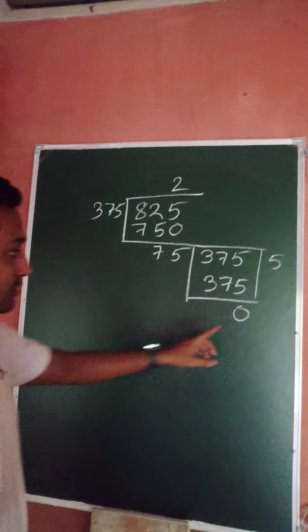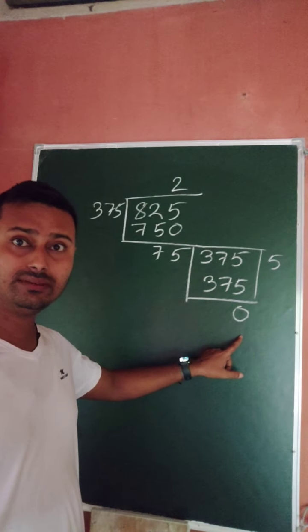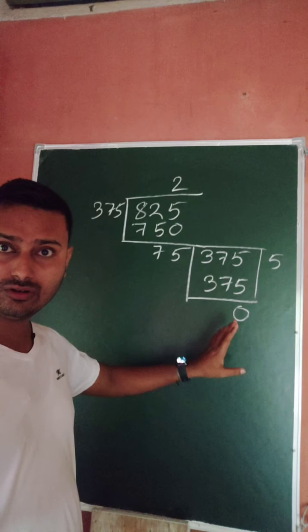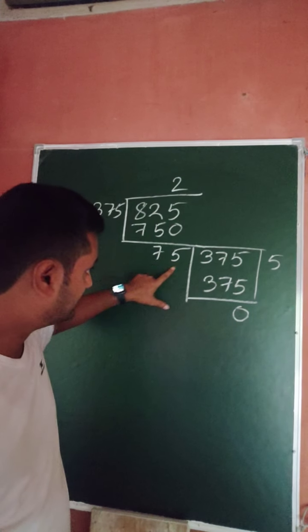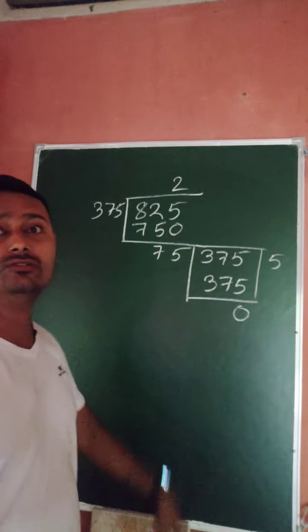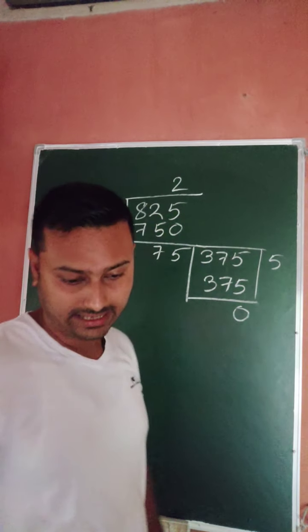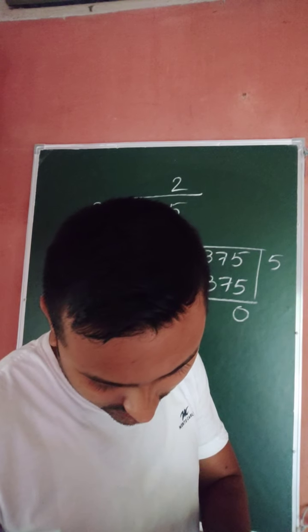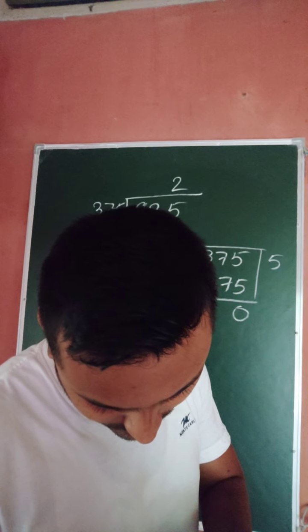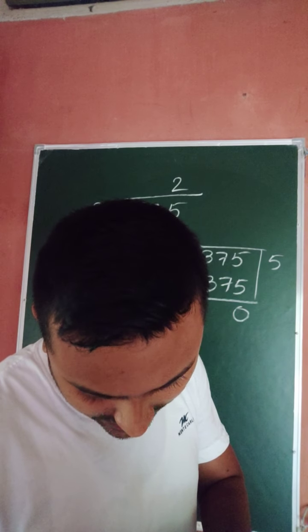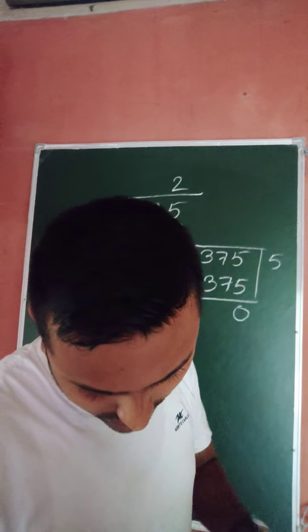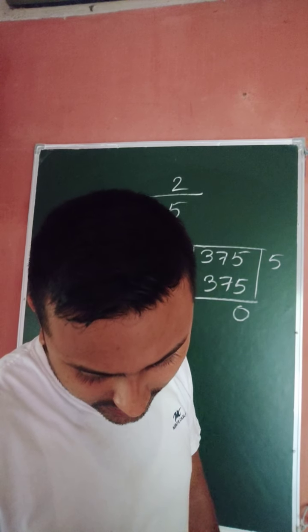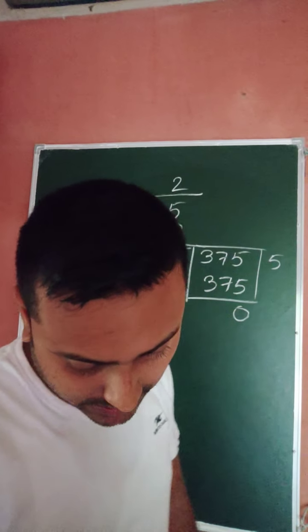When you get 0, in which step the remainder becomes 0, on that step which one is the divisor? 75 is the divisor. That divisor will be the HCF. So look at this language to find this one. The remainder after the first division is 75. Next, after the second division, the remainder is 0, since the last divisor is 75.